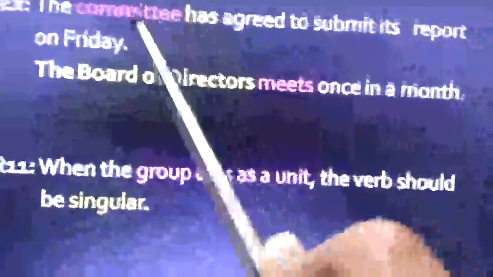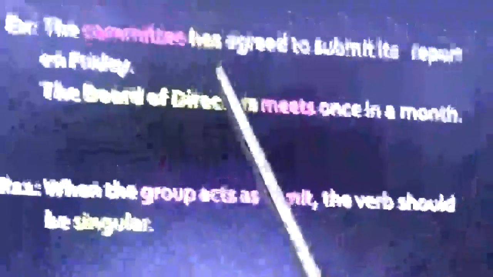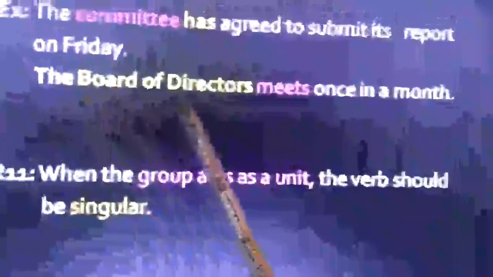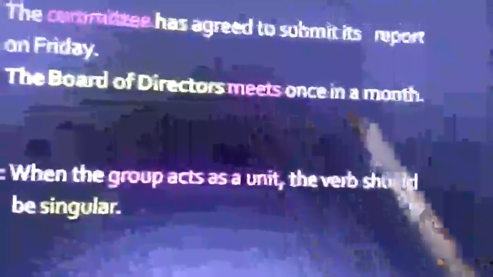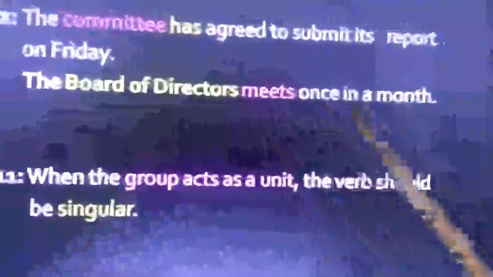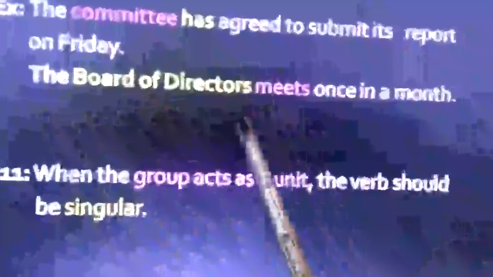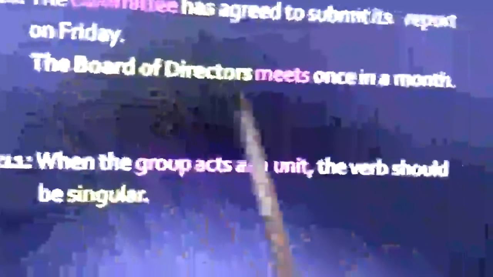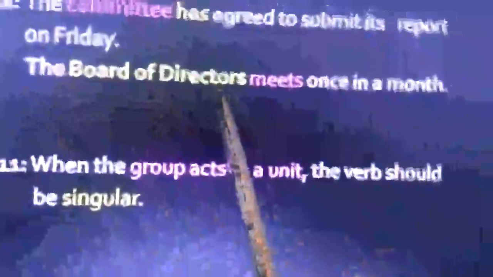If you are referring to a group which is acting as a unit, then the verb has to be in singular. And see the second example: The board of directors meets once in a month. Here also the board of directors represents a group of people, and this group is acting as a unit, and so we have to take a singular verb here.